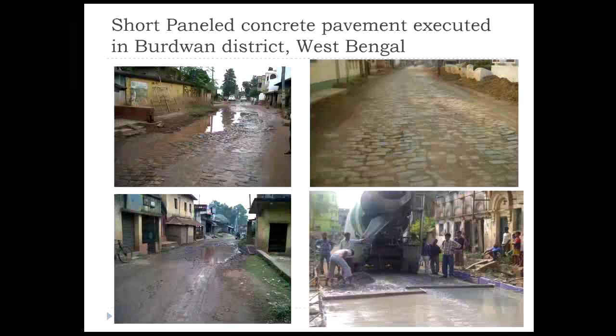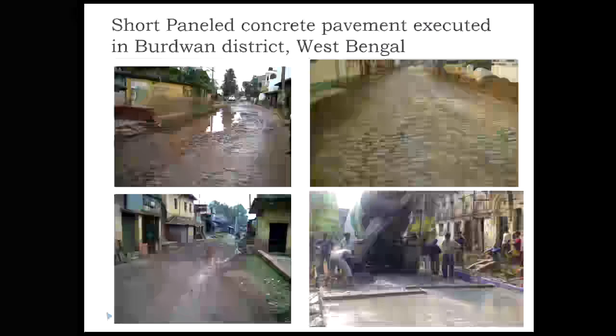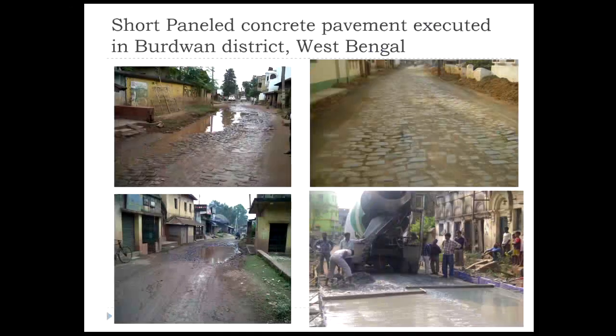Okay, so this was one of the short panel concrete pavements executed by engineer Rajiv Chattaraj sir in West Bengal in Burdwan district. You can see this was a stone pitch pavement, which was in a very bad condition. It had surface irregularities and surface deformations. So what they did was they placed a leveling course of wet mix macadam. On the top, they placed a dry lean concrete of M10 concrete grade.